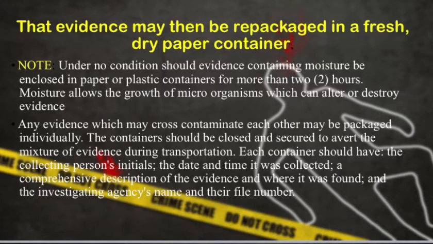Anumang katibayan na maaaring makakross contamination sa isa't isa ay maaaring ipackage ng isa-isa. Ang lalagyan ay dapat sarado at secure upang maiwasan ang pinaghalong ebidensya sa panahon ng transportasyon. Ang bawat lalagyan ay dapat may mga initial ng mga taong nangolekta, ang petsa at oras na ito ay nakolekta, isang komprehensibong paglalarawan ng ebidensya at kung saan ito natagpuan, at ang pangalan ng ahensya ng pagsisiyasat at ang kanilang numero ng file.